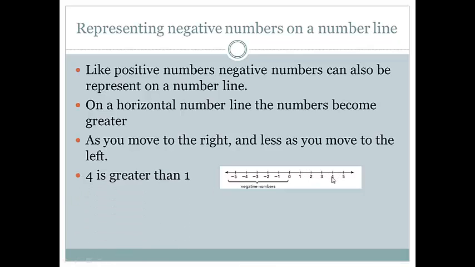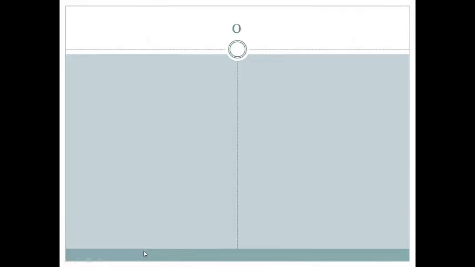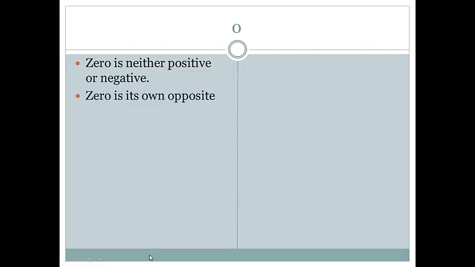On the number line, 4 is greater than 1 because it lies to the right. Negative 4 is less than negative 1 because negative 4 lies to the left of negative 1. 0 is neither positive or negative. 0 is its own opposite.